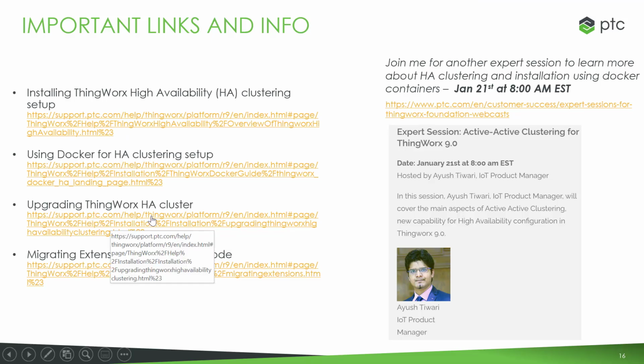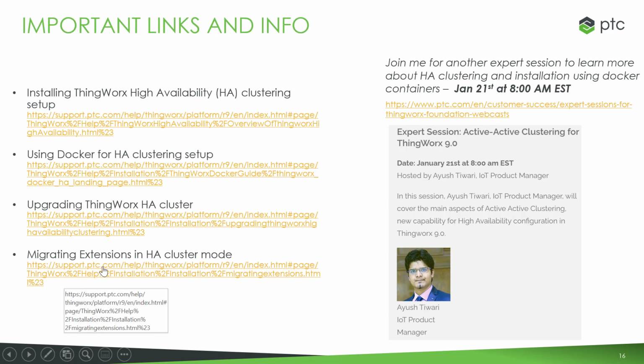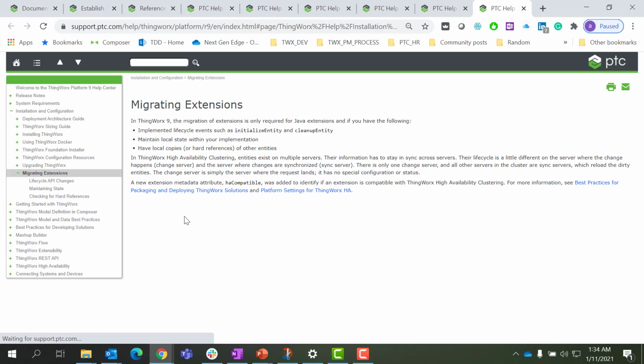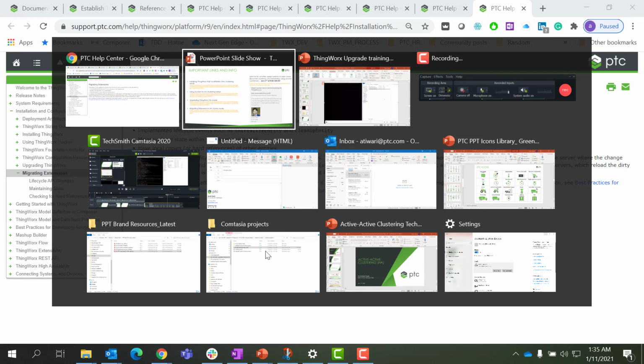You can upgrade your ThingWorx HA cluster by referencing the document. One key thing to note is if you are moving from 8.x version of the platform to 9.x version of the platform, since it is a major architectural change, you would need to keep a few things in mind about migrating your Java based extensions from single server to single server or single server to HA cluster mode. Here are the key links that you can go through to ensure that you have successfully migrated your extensions from your previous version of the platform.